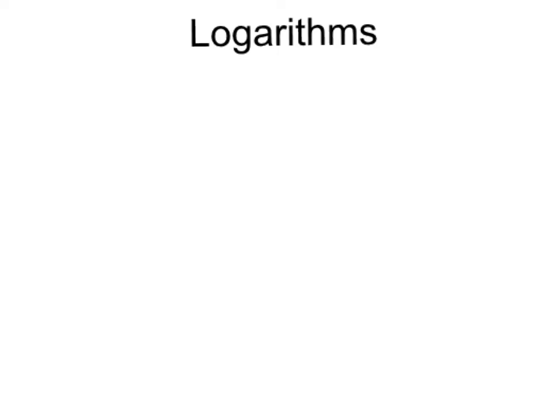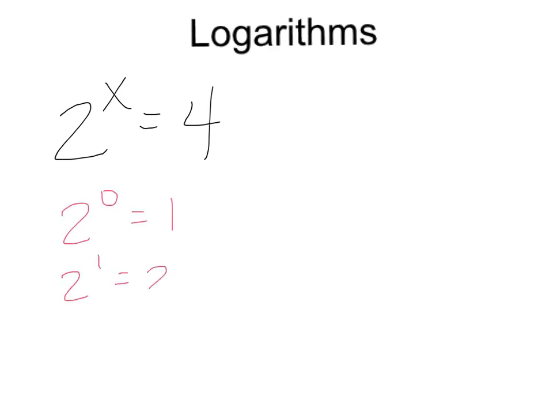Our final unit for advanced algebra is on logarithms. We are going to solve problems like this. So 2 to the x equals 4. So I need to figure out what power do I raise 2 to get 4. Well, that's not too hard because we know that 2 to the 0 is 1, 2 to the first is 2, 2 to the second is 4. So here's my answer right here. So I know that x equals 2.